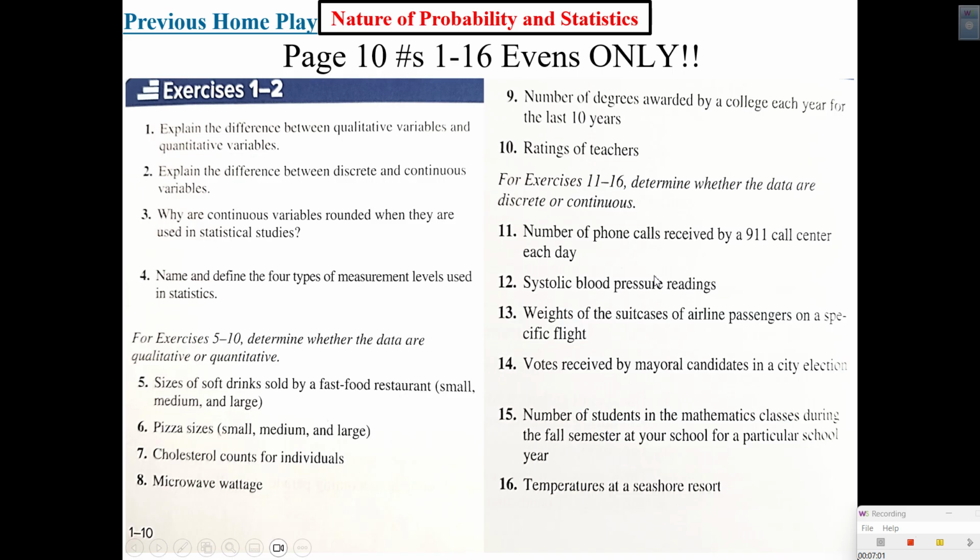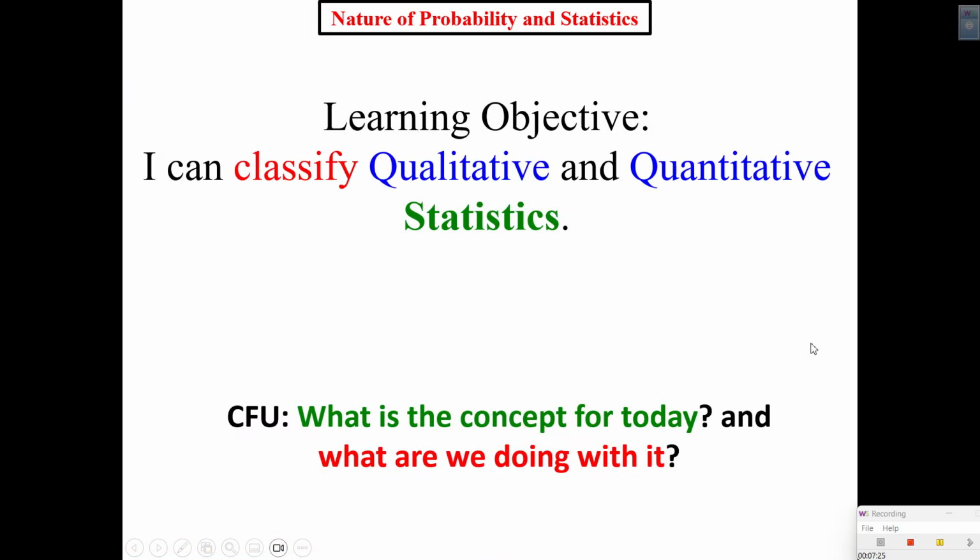Let's go. All right, so today you're doing odds, but before we do, copy the objective, please. I can classify qualitative and quantitative statistics. By now, we should be experts at both, because we started with this since last week, and since you guys are very focused and take copious notes, we're on the ball with this one.